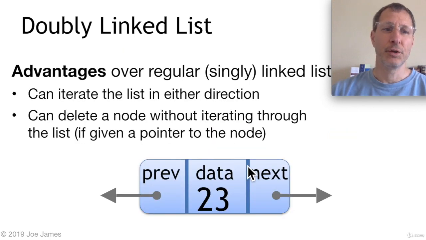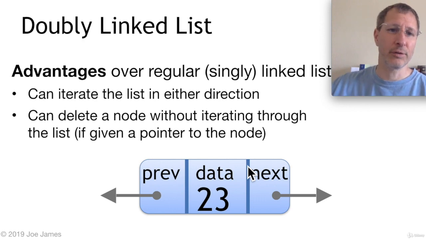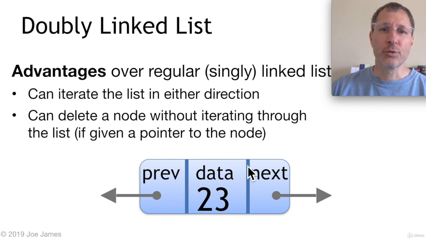Some advantages of the doubly linked list over a standard linked list: you can iterate through the list in either direction. That's pretty obvious. But when you have a really large linked list and you don't want to iterate through all of the items because you happen to know that your item is towards the end of the list, you can actually save quite a lot of time by starting your iteration at the tail end of the list and working your way back. So you could save a pointer to the very end of the list as well.